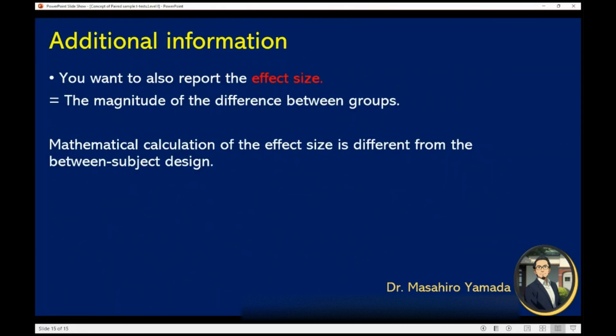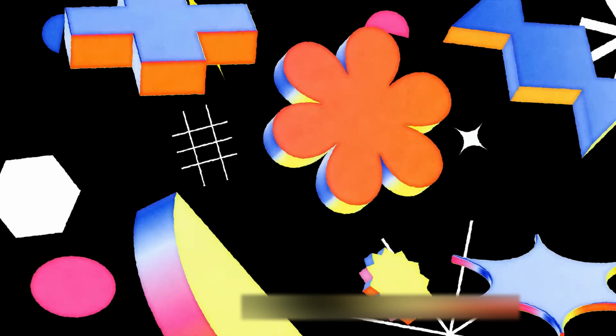Lastly, additional information. The p-value doesn't tell you anything about how different the two interventions were. Therefore, you need to report the effect size, which is the quantification of the magnitude of the difference between conditions. So it's important to note that the mathematical calculation of the effect size is different from the between subject design. So you need to use a different formula.